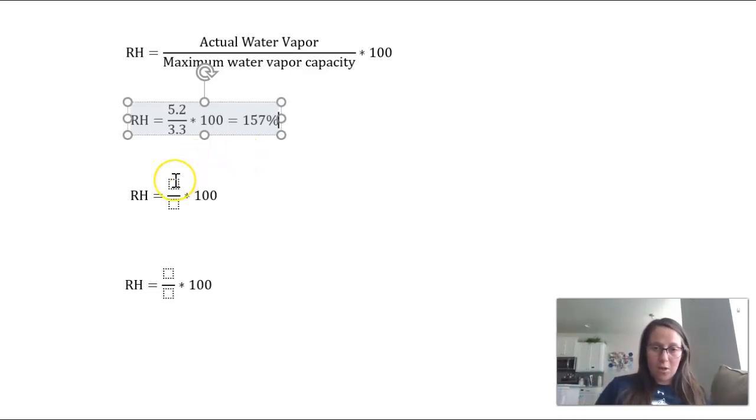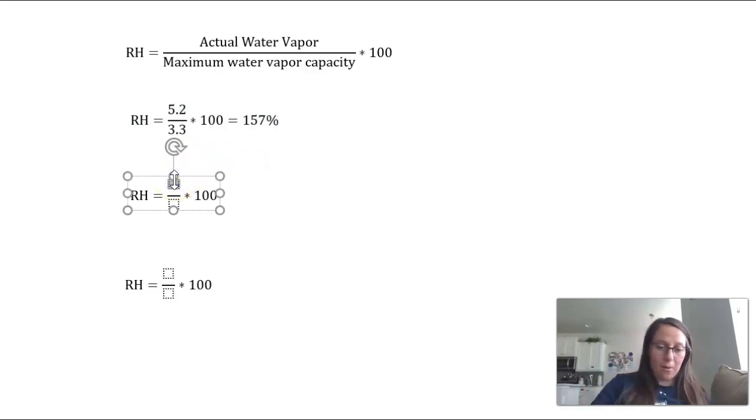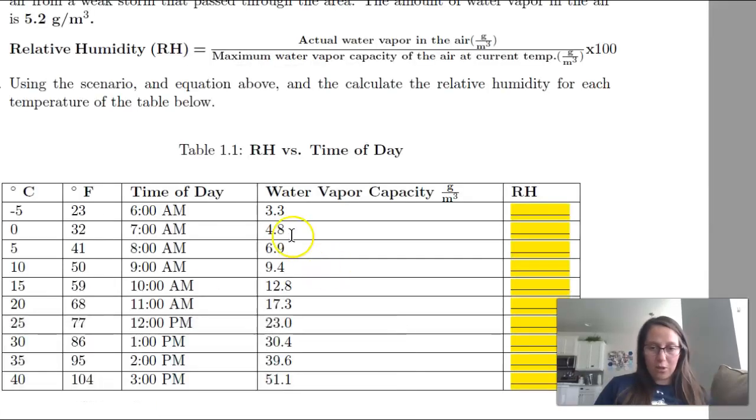Okay? So if we do the next value over, the one for 0 degrees Celsius, we say, okay, the actual water vapor in the air that was measured is still 5.2. And now my value here below, based on the table, is 4.8.